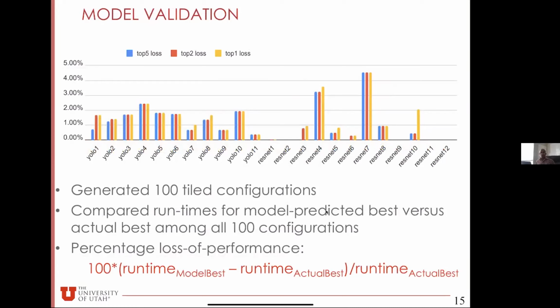If both are equal, then loss of performance is 0. But if the model best is not quite as fast as the actual best, then we have a loss of performance. So you can see that in general, the loss of performance is under 5%, in many cases under 3%. So the modeling approach seems to be quite effective.